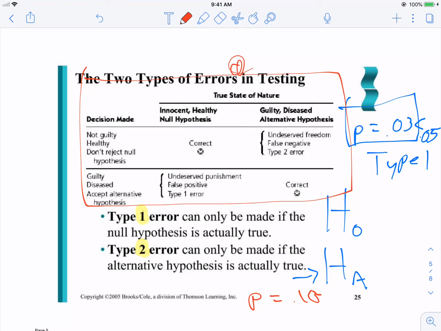Yeah? But for example, if the decision was to not reject the null hypothesis, you believe that the null is true, and the null hypothesis is actually true, well, that is correct. But if you did not reject the null hypothesis, and really the alternative should be accepted, then that is a type 2 error. Okay? The undeserved freedom in the courtroom example, it's a false negative in the medical test.